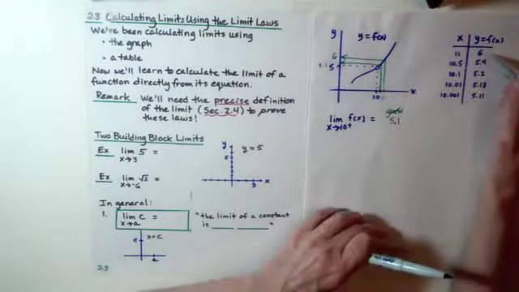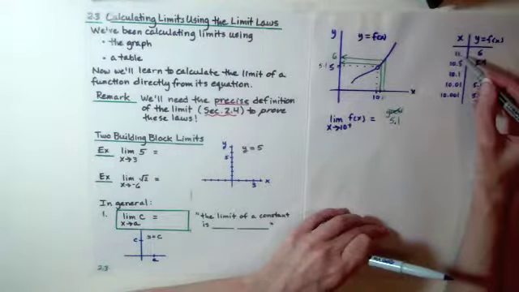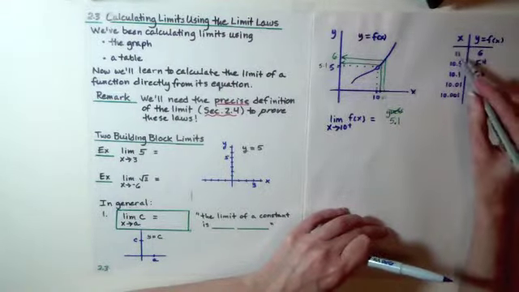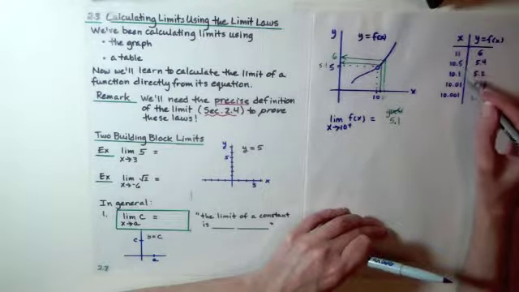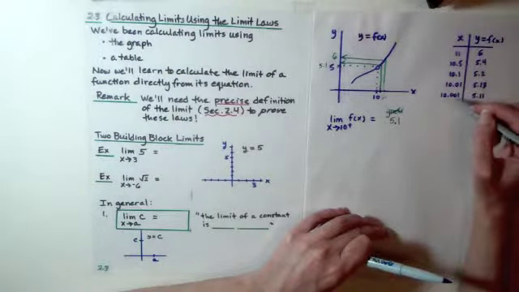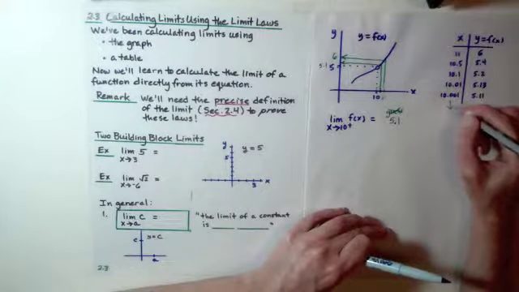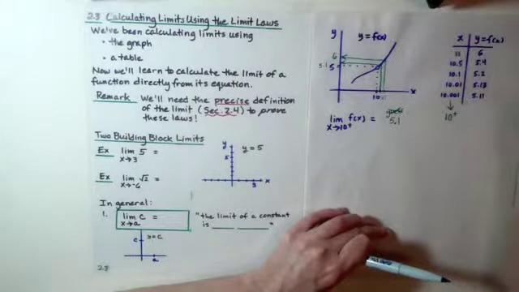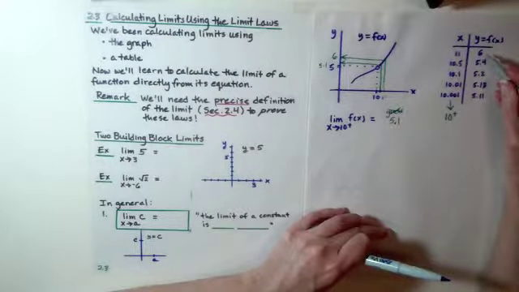The same thing is true with the table. Here I have x values for this same function where the x's are 11, 10.5, 10.1, 10.01, 10.001. So my x's are getting closer and closer to 10 from the right-hand side. And the output values are 6, 5.4, 5.2, 5.13, 5.11.